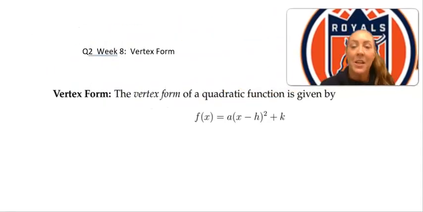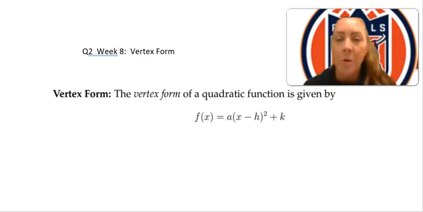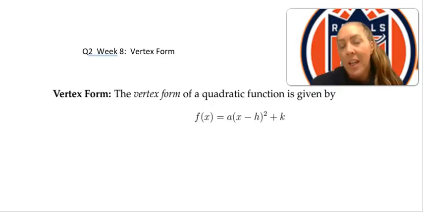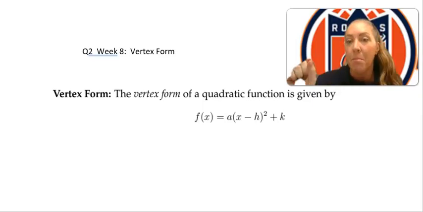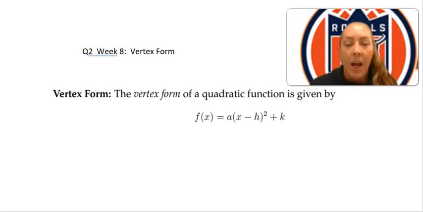Okay, so we are in quarter 2, week 8, and this week we are going to be given a quadratic equation that is in vertex form. We talked about the vertex being the highest or the lowest point on a parabola curve. And so now we're going to be looking at an equation, and you are going to be telling what the vertex is and then possibly matching the graph.